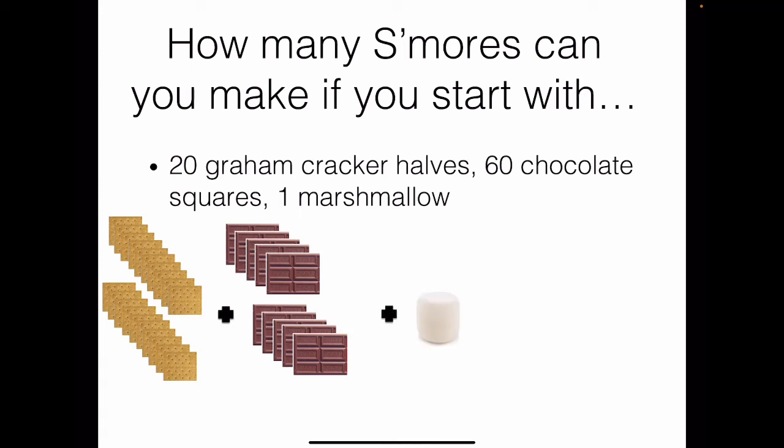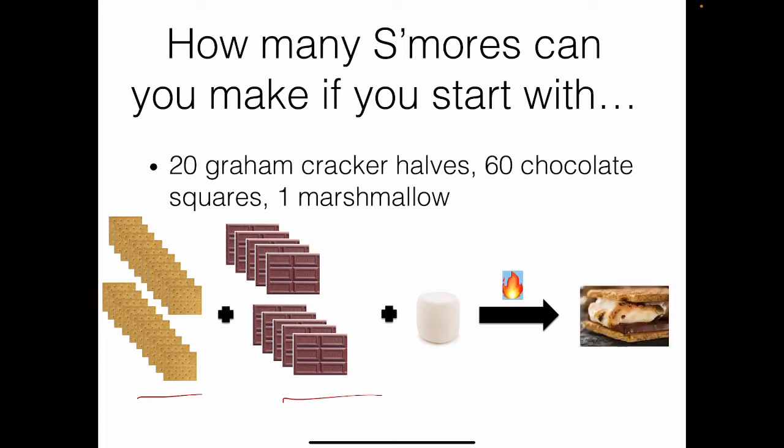So we don't even have to count these to determine how many we can make because we know that we only have 1 marshmallow. The marshmallow is what limits the amount of s'mores that we can make because we only have 1 of them. And that means regardless of how many graham cracker halves or how many chocolate squares we have, we can still only make 1 s'more. Therefore, the 1 marshmallow is now our limiting reactant because it is limiting how many s'mores we can make.